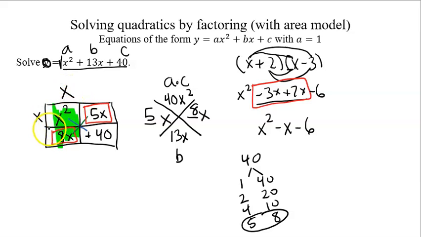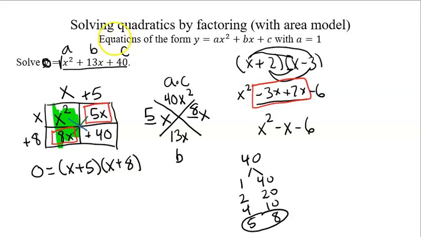So if this is x here, what do you multiply by x to get 8x? This is 8, positive. And then we can see what goes up here is a 5. And so what I get is that the equation is 0 equals x plus 5 times x plus 8. Notice, a is 1.